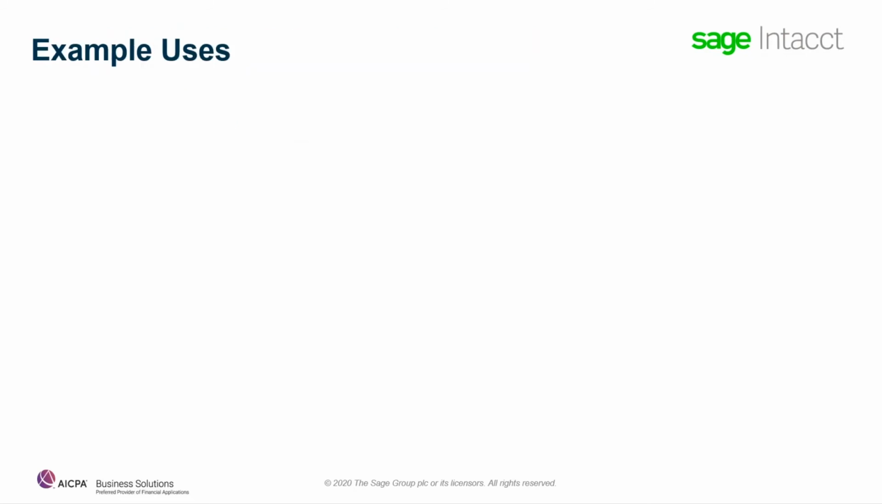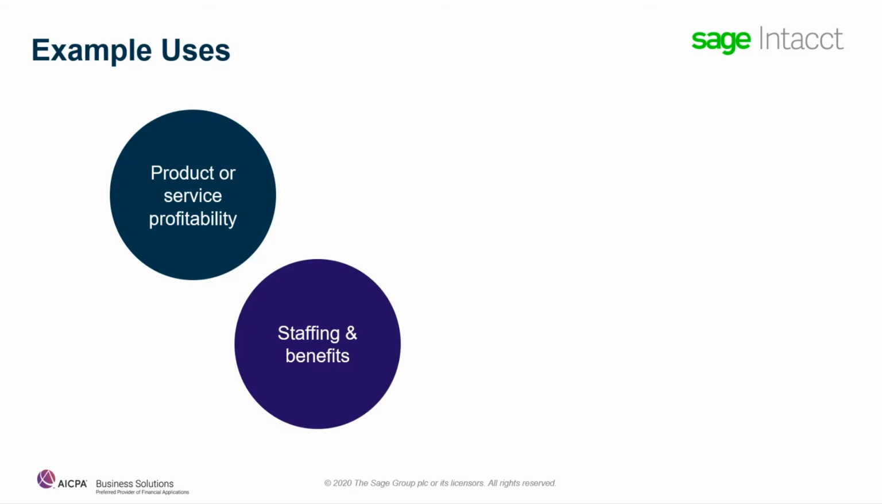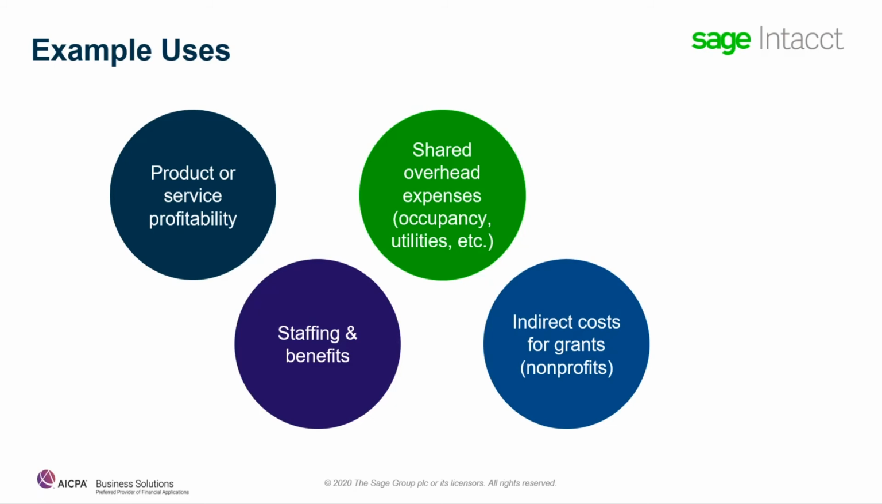Okay, so on the previous slide, we talked about using dynamic allocations to spread benefits according to salaries by program. What are some other use cases? Well, maybe we want to look at product or service profitability. Perhaps we want to, as an example I already showed, look at the way we can allocate staffing and benefits according to some allocation basis based on dimensions. Maybe we want to take shared overhead expenses such as occupancy, utilities, etc., and spread the transactions that way using either financial amounts or statistical amounts.